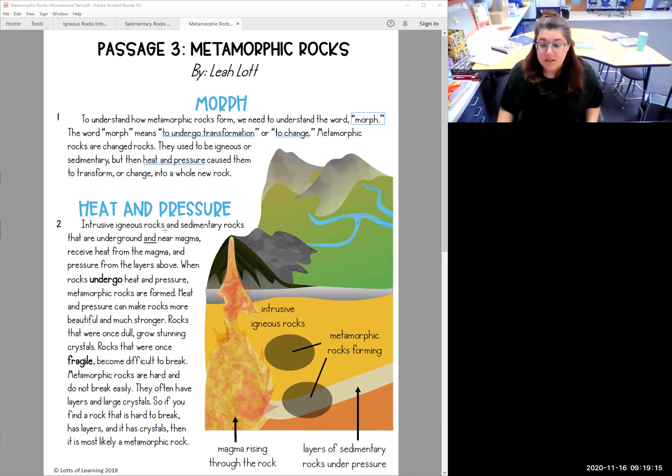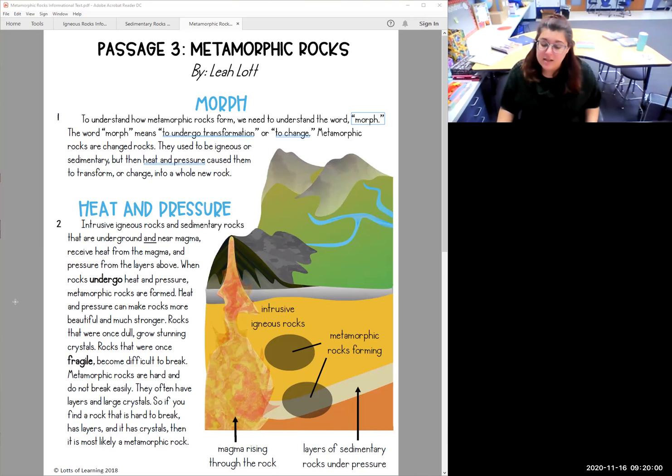Intrusive igneous rocks and sedimentary rocks that are underground and near magma receive heat from the magma and pressure from the layers above. When the rocks undergo heat and pressure, metamorphic rocks are formed. Heat and pressure can make rocks more beautiful and much stronger. Rocks that were once dull grow stunning crystals. Rocks that were once fragile become difficult to break. Metamorphic rocks are hard and do not break easily. They often have layers and large crystals.